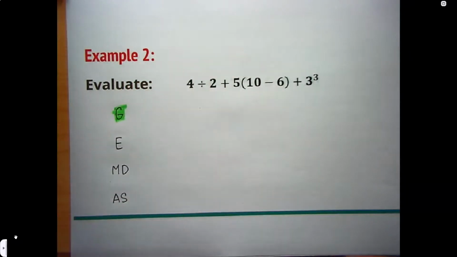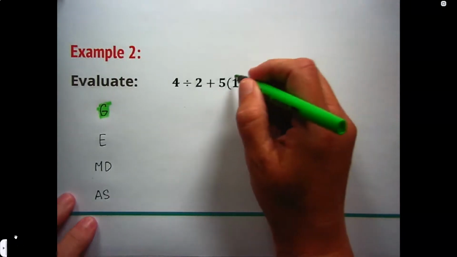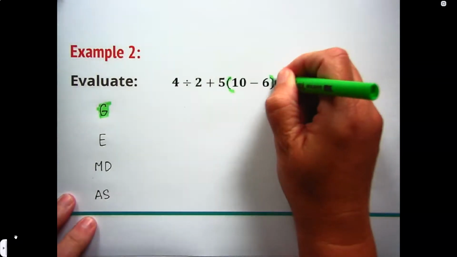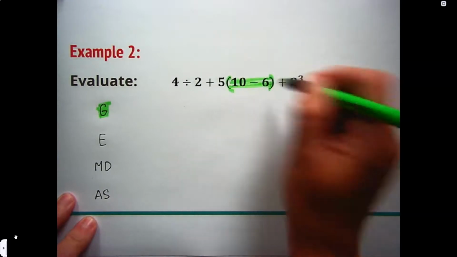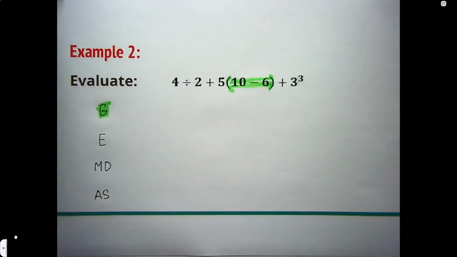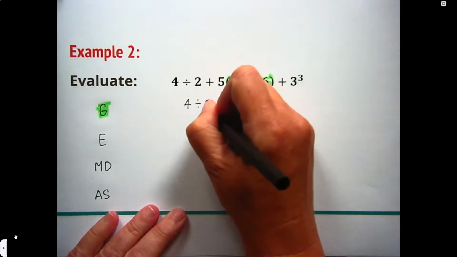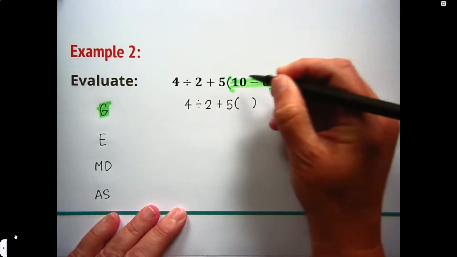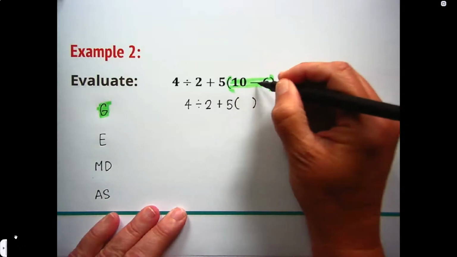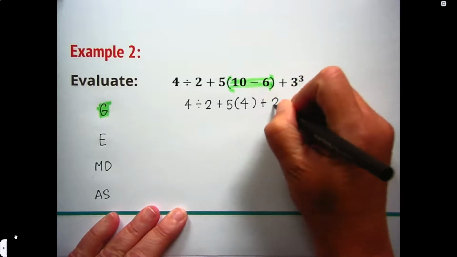All right, so I start out up at the top. Does my problem have any grouping symbols? Well, when I look, I see yes, it does. It has these parentheses. So I'm going to do what's inside of those first. The very first thing I'm going to tackle in this problem is my 10 minus 6. Starting from the beginning, I'm going to bring down 4 divided by 2 plus 5, and then my parentheses. And here's where I'm going to do my grouping symbols. 10 minus 6 is 4. So I put a 4 right there, and then I bring down plus 3 to the third power.